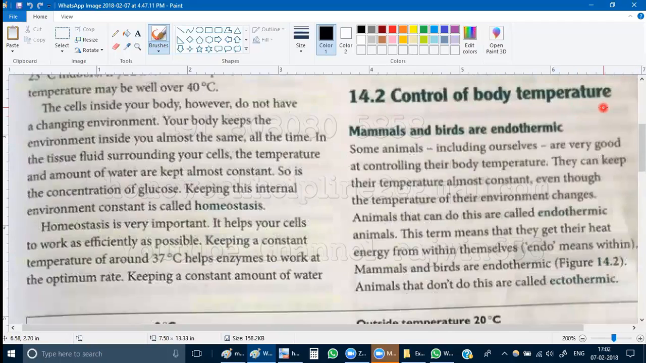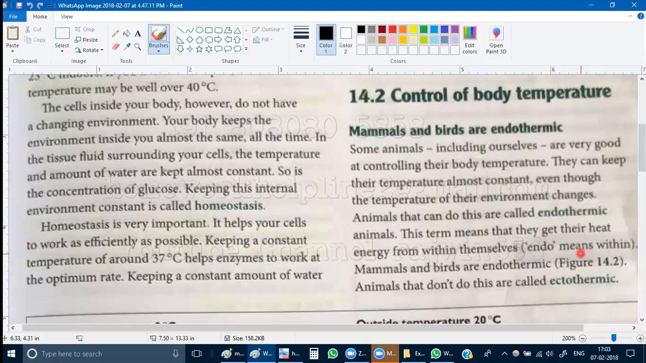The control of body temperature. Mammals and birds are endothermic. Now what is the meaning of this? It means that even if the surrounding temperature is changing, mammals and birds will be able to maintain their body temperature constant. Some animals, including ourselves, are very good at controlling their body temperature. They can keep the temperature almost constant, even though the temperature of their surroundings changes. Animals that can do this are called endothermic animals. This term means that they get their heat energy from within themselves.